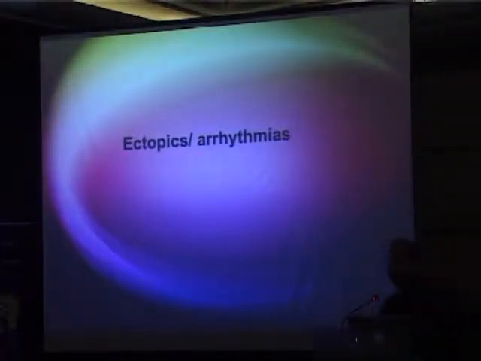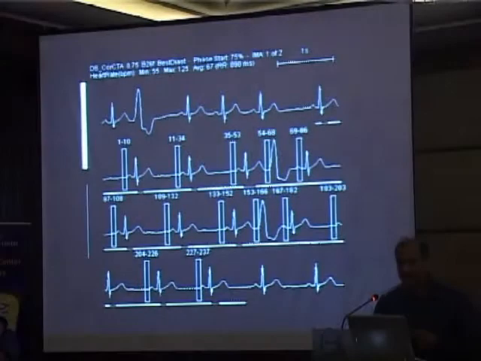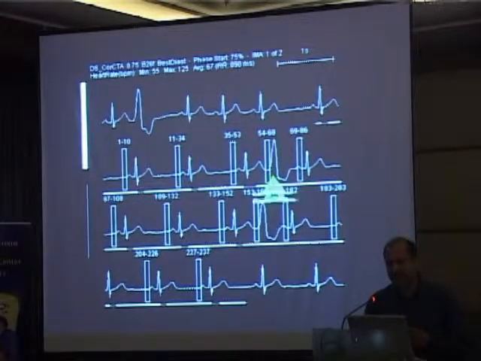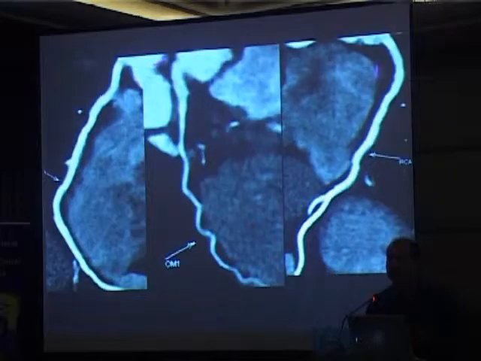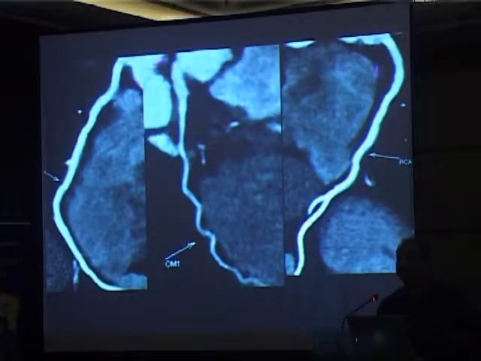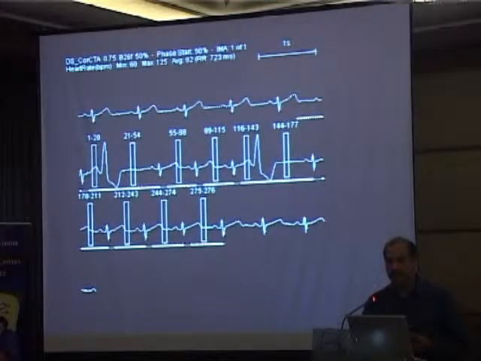The third point I said was about ectopics and arrhythmias. Well, let's look at this ECG out here. What do you see? One ectopic there. What do you see? Another ectopic out there. And then when you look at the coronary arteries, you can see very nice image quality, not interfering with the image quality of the coronary arteries.